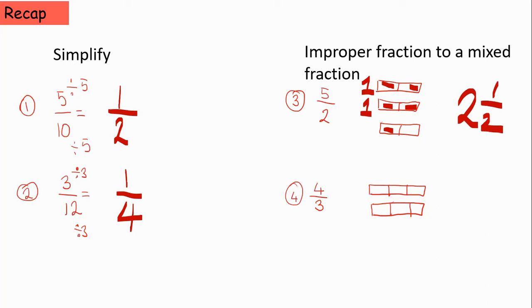For my bottom one, 4 over 3, I take my bar and split it into 3 bits, and I want 4 of those. So I've got 1, 2, 3 thirds, plus another one makes 4 thirds. So that's 1 whole bar and 1/3 of a bar, giving me 1 and 1/3.